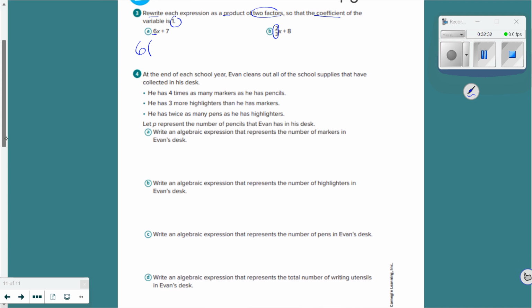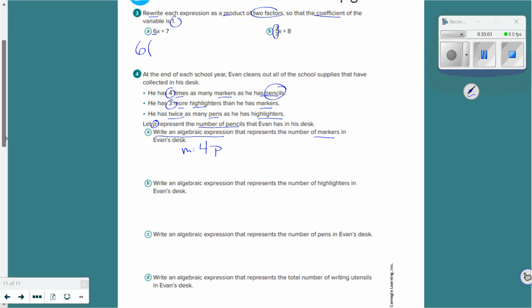At the end of each school year, you clean out all the school supplies. You have 4 times as many markers as pencils, 3 more highlighters than you have markers, twice as many pens as you have highlighters. And we're going to start at P. So that's the number of pencils. You're going to write the algebraic expression for the number of markers. You're going to put it in terms of P. So for the markers, you know that is going to equal 4 times the pencils.